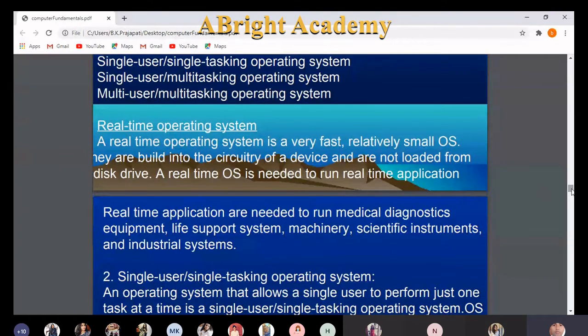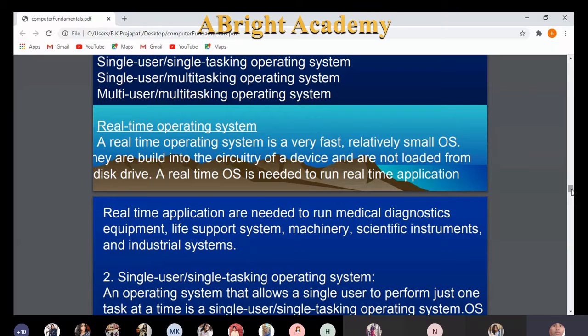So first is the real-time operating system. A real-time operating system is a very fast, relatively small operating system. They are built into the circuitry of a device and are not loaded from the disk drive. A real-time operating system is needed to run real-time applications. Real-time applications are needed to run medical diagnostic equipment, life support systems, machinery, scientific instruments, and industrial systems.